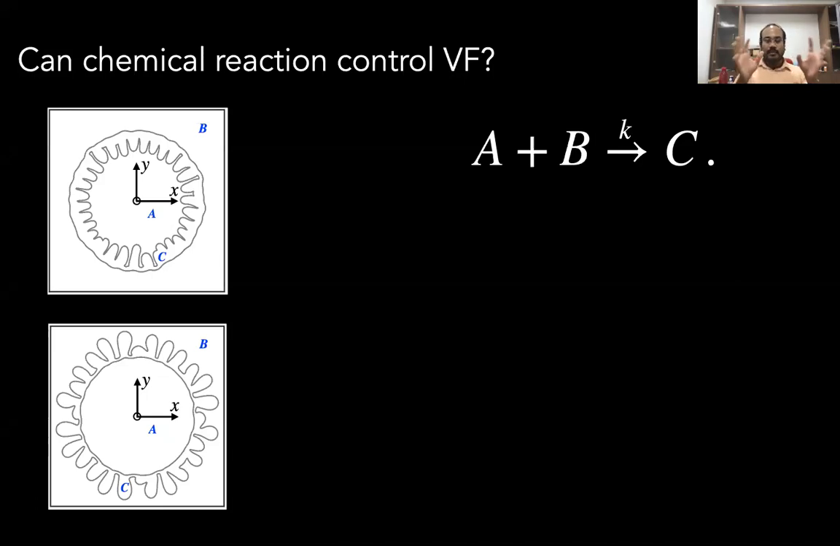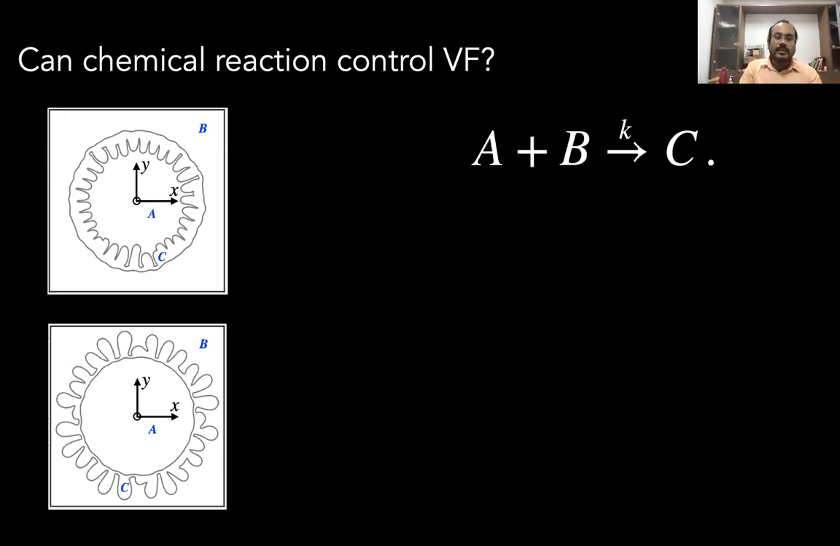That means there are two chemical components, A and B, that react among themselves and form another chemical component C with a reaction rate K. Now, on the left-hand side figures, I show the schematic of two different kinds of fingering patterns that we have seen from the experimental setup, and we'll try to understand how we can model this configuration with numerical modeling and see what parameter effects are observed.